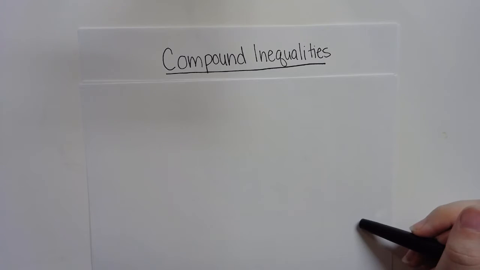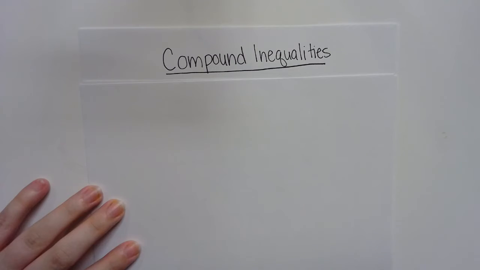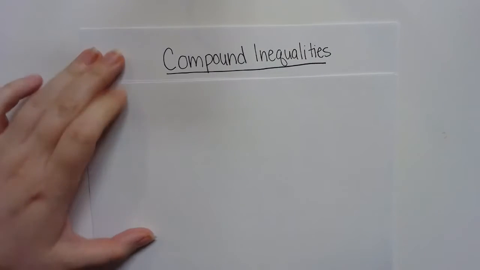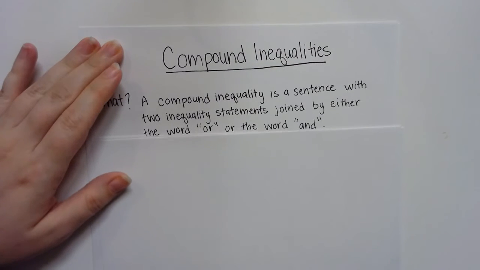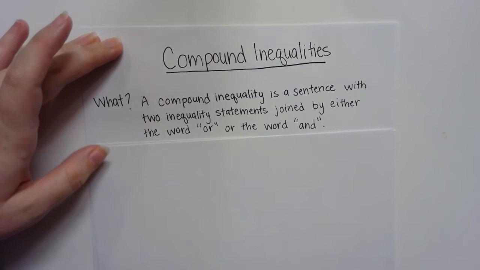So if you think of the word compound, you think of multiple parts. Like the compound word fire truck would have two words in it, the word fire and the word truck. Or like a compound sentence would have two independent clauses in it put together. So all of that is compound. So that's exactly what a compound inequality is. It's just a sentence with two inequality statements joined by either the word or the word and.